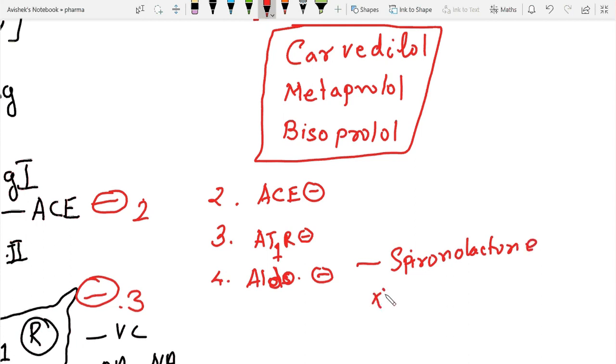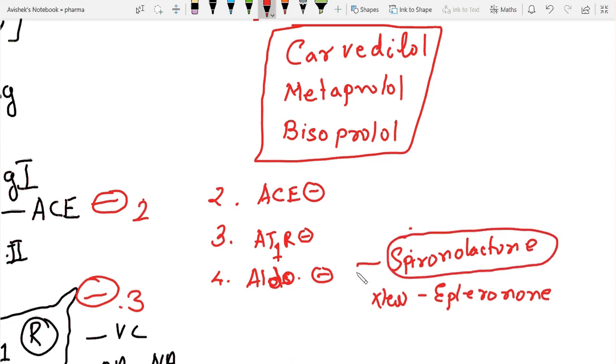A new drug has come, named eplerenone. Why? What is the mechanism of action? Both of them have the same mechanism of action. They work as potassium sparing diuretics.